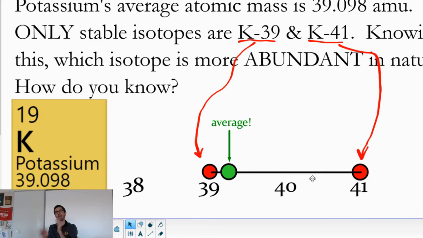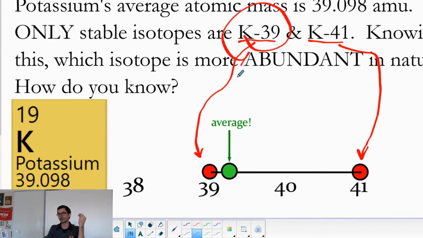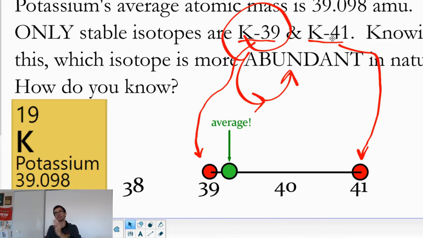And the average mass of one of those is right here, 39.1, you can call it 39.1. Oh, look, it's closer to 39 than 41. So the answer for this is that K39 is more abundant. It has to be, because the average is closer to 39 than it is to 41.